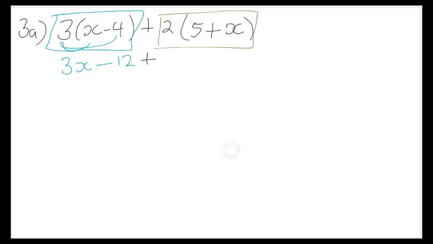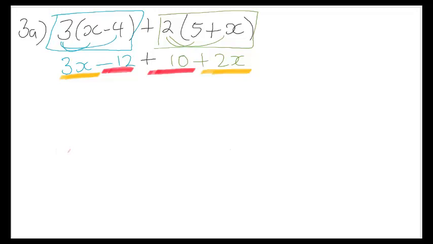Next up, I'm saying 2 times 5 is 10, and 2 times x is 2x. Excellent. Now I want like terms. Which terms are the same? Which terms go together? So I've got 3x here, and I've got 2x there. Those two go together, and I've got minus 12, and I've got positive 10. Those two go together. So let's get started.